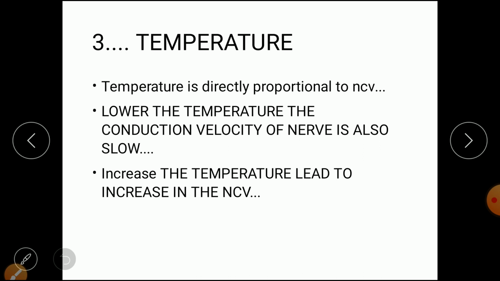The third physiological factor is temperature. Temperature is directly proportional to NCV. That means if the temperature is lower, the NCV is also slow. If the temperature is increased, the NCV value is also increased. So this is directly proportional to the NCV.